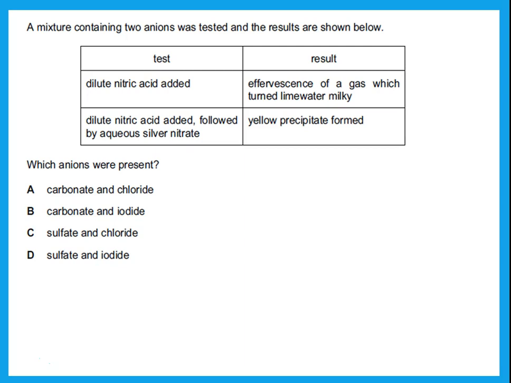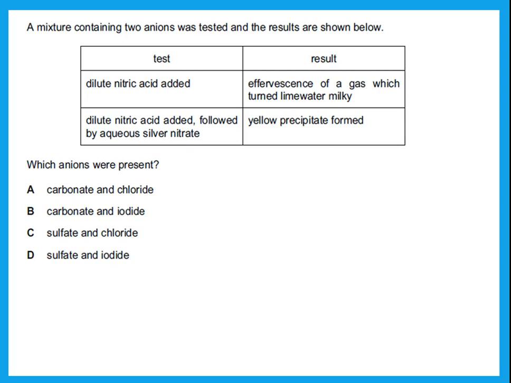Okay, a mixture containing 2 anions was tested and the results are shown below. Dilute nitric acid was added. He got effervescence of a gas which turned lime water milky. Remember that if I add any acid, whether it's dilute hydrochloric or dilute nitric, on something, and I get effervescence of a gas that turns lime water milky, that means I have carbonate. That is the test for carbonate.